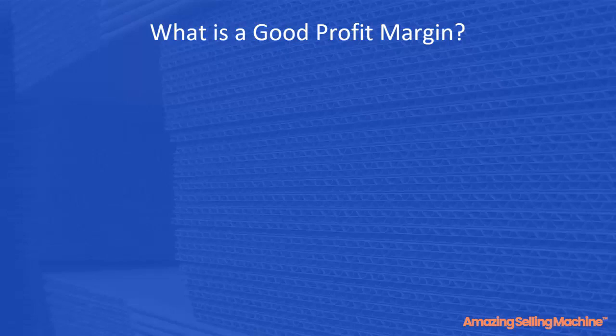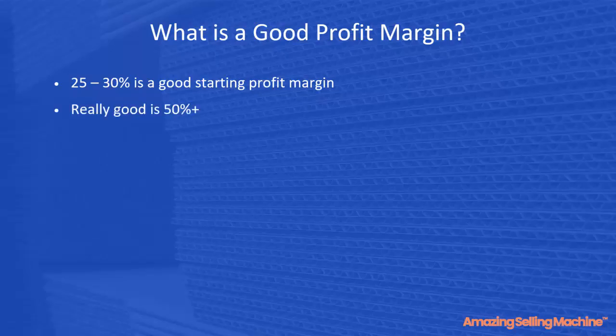Well, most large manufacturing companies are perfectly fine with a 10 to 15% profit margin. But when it comes to private label, we want to strive for something a little bit higher. So generally, 25 to 30% is a good starting profit margin. You can go a little bit lower if you need to, but that's just kind of a ballpark figure. And really good is 50% or higher.